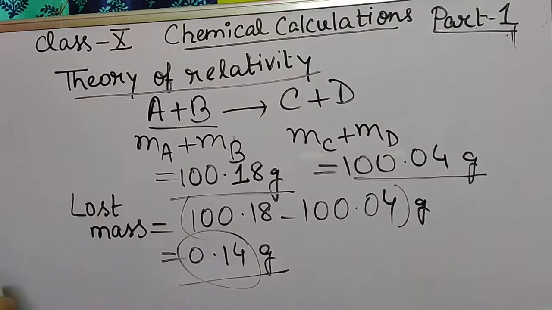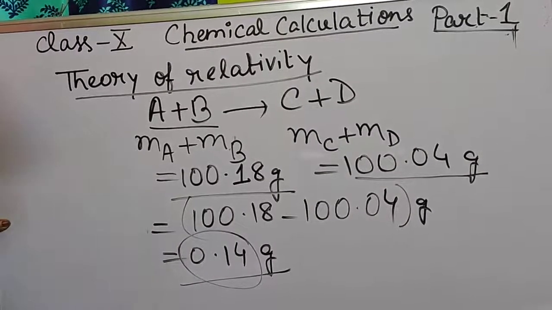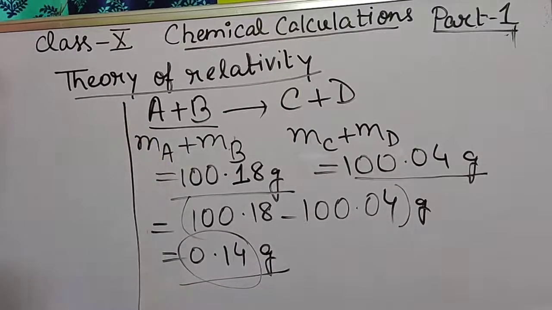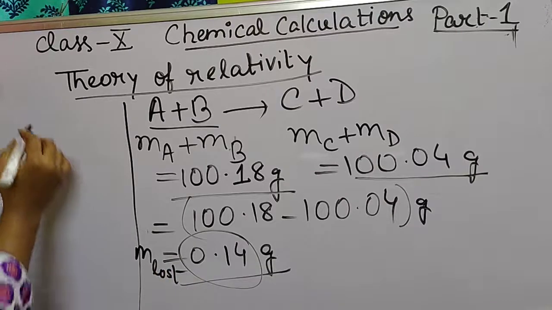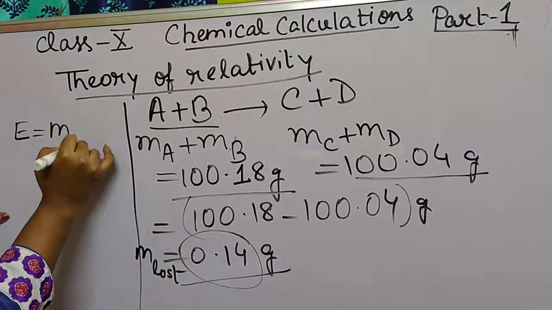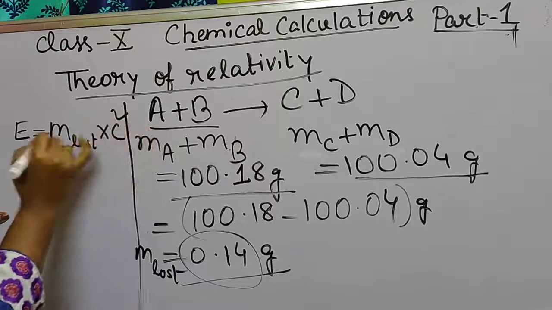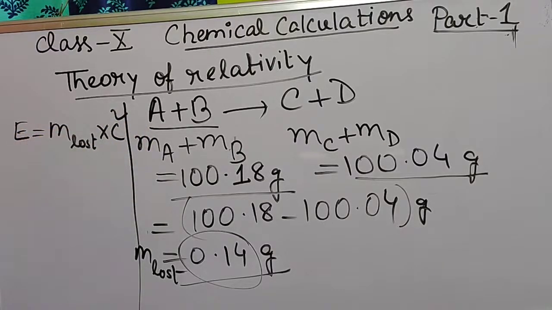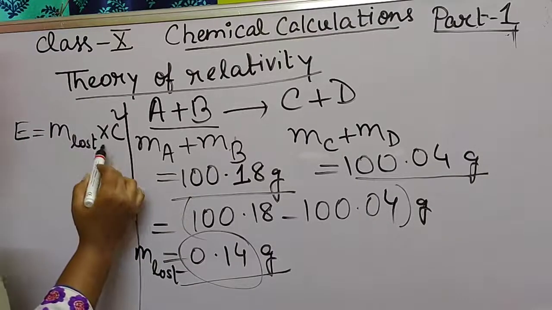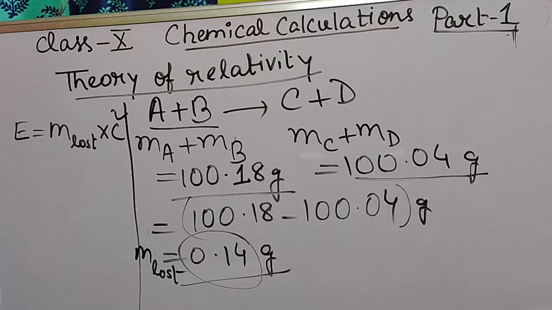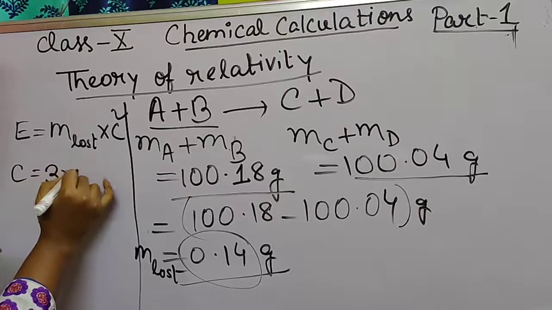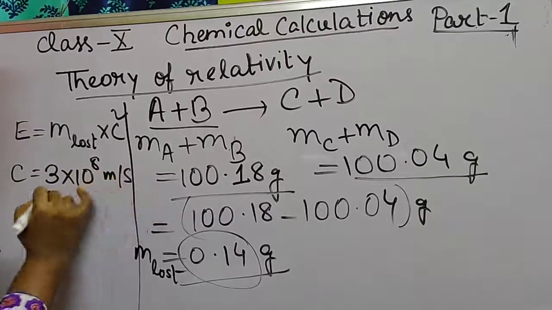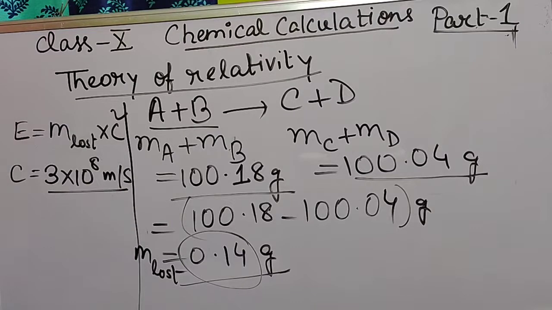So how can we calculate the amount of energy? By using the theory of relativity, that is E is equal to m c square, where m is the lost amount of mass during a chemical reaction, multiplied by c square, where c is the velocity of light in vacuum, which is taken as 3 into 10 to the power 8 meter per second.